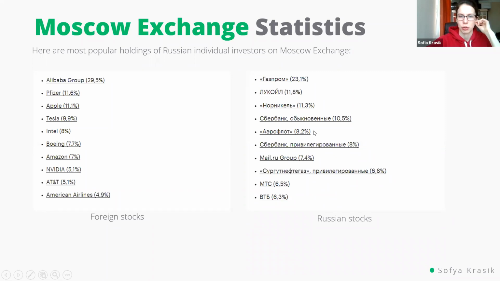Aeroflot, a Russian airline. Mail.ru Group, we discussed it yesterday, and some other oil and gas company, and a mobile operator, and VTB. VTB is a Russian bank as well. And from the left, you can see what Russian investors prefer among foreign stocks. Of course, the statistic is probably made only from the stocks which were available on Moscow Exchange. So Alibaba Group is the most popular holding of Russian investors on Moscow Exchange.